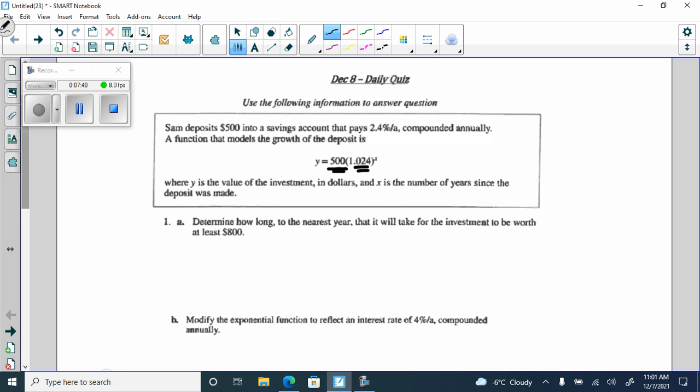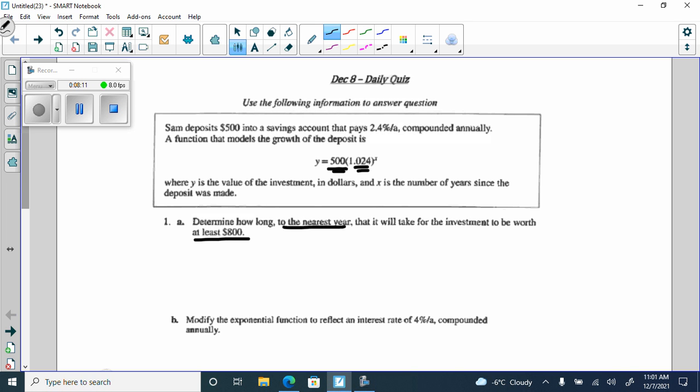So here it says, determine how long, to the nearest year, it will take for the investment to be worth at least 800. So at least 800 means whatever year I get, I'm rounding up, right? Because if I round down that 7, I wouldn't have made that much money. I'd be under. And people are like, well, what does it matter? Well, if you need $800 to go out and buy something, and you are at 700 and something, they're going to tell you to go away and come back in a year, right? Because you can't buy it, because you don't have enough money. So it says at least 800, you have to round up.